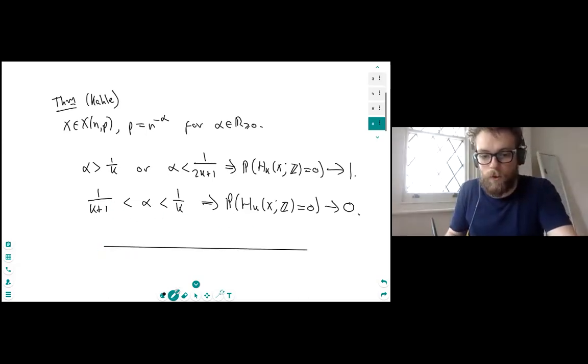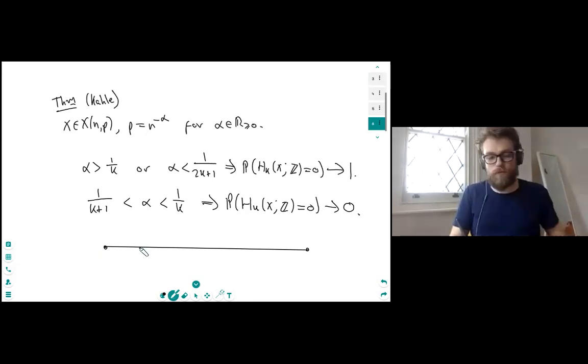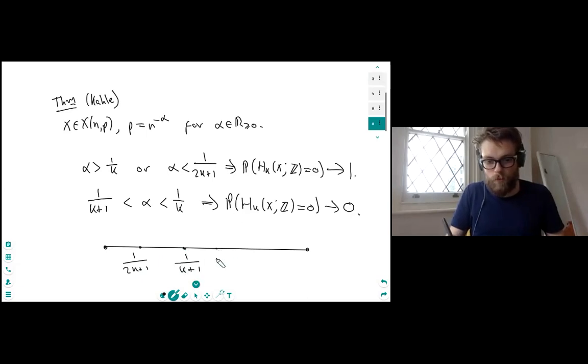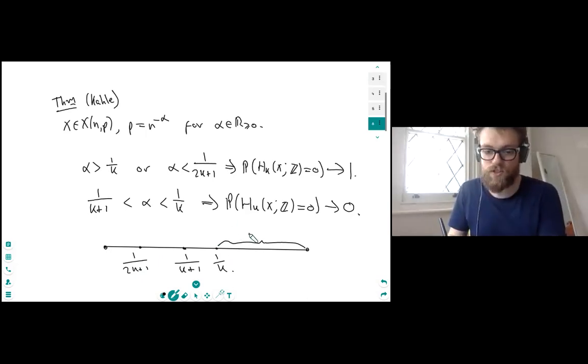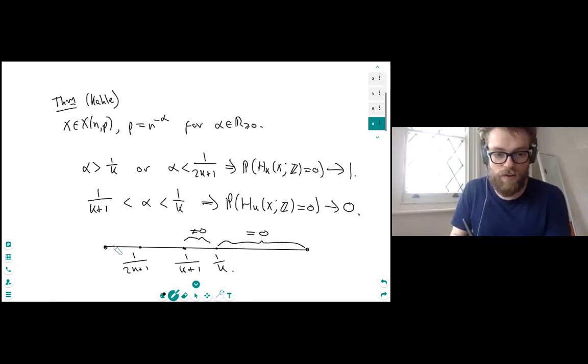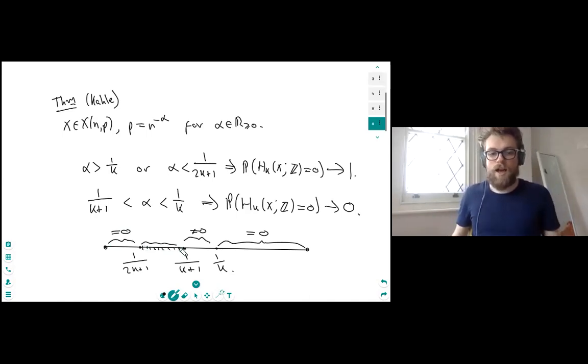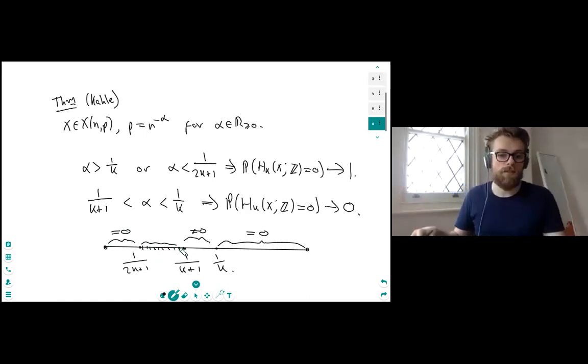So let's do a little number line picture. We have 1 over 2k plus 1, 1 over k plus 1, and 1 over k. If alpha is here, then it vanishes, so there's no homology. If we're in here, it's non-zero. And if we're here, it's zero. But there's this kind of missing segment, and in fact it's since been shown that stuff can actually happen in this missing segment. So we don't actually get this sharp threshold as we go below 1 over k plus 1; we don't all of a sudden immediately get homological connectivity.